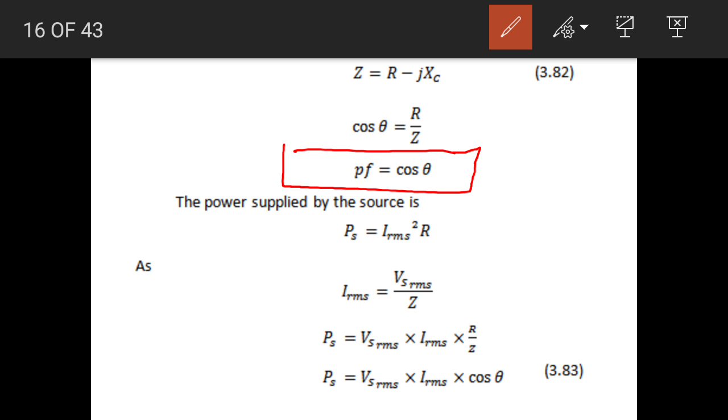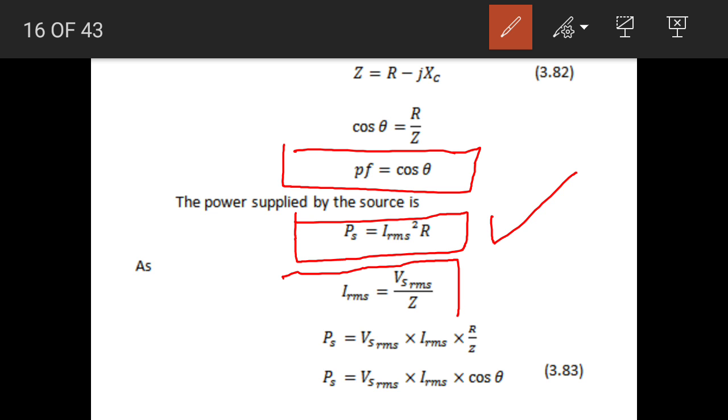The power supplied by the source can be calculated with the help of this equation. We have the square of the RMS value of the AC current times the resistance of this series circuit. So we can calculate the power supplied by the AC voltage source with the help of this particular equation. We know that the RMS value of the AC current in this series combination will be equal to the RMS value of the source voltage divided by the magnitude of the impedance of this series combination.